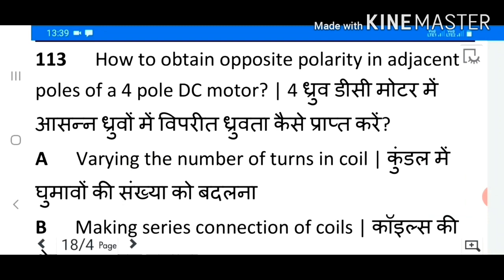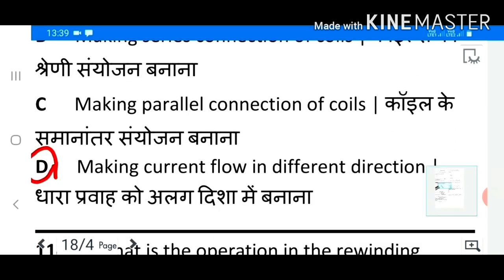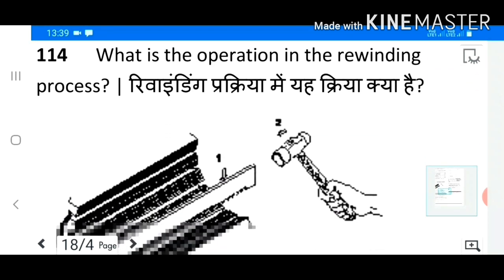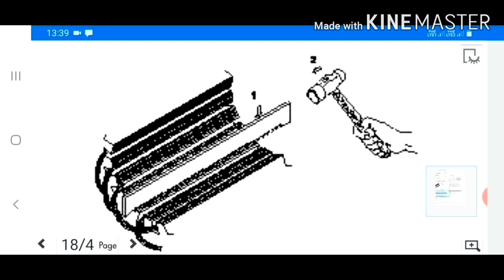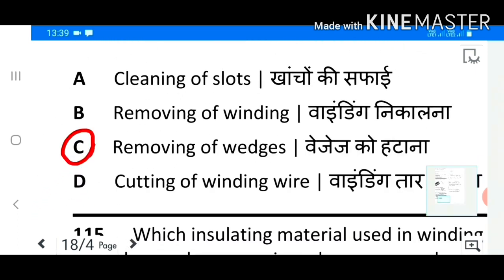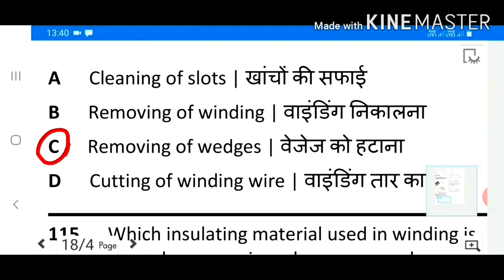113. How to obtain opposite polarity in adjacent poles of a 4-pole DC motor? Answer. D. Making current flow in a different direction. 114. What is the operation in the rewinding process? Answer. C. Removing of wedges.